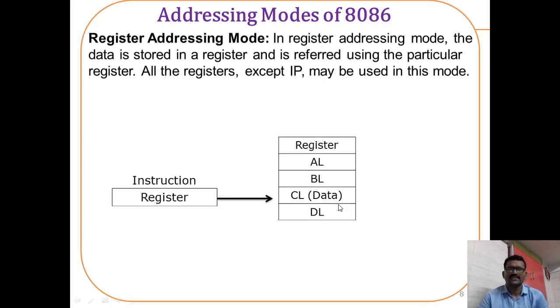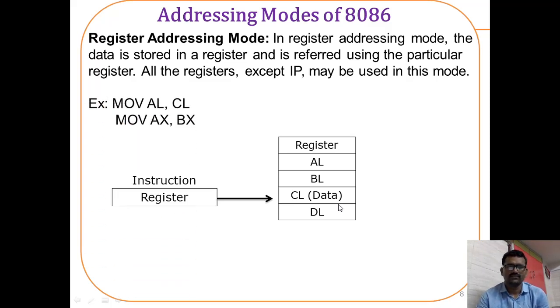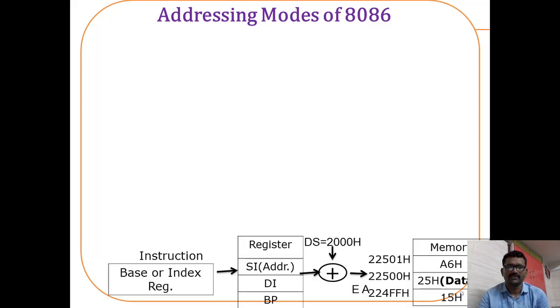And next one is register addressing mode. The register name itself indicates the data is present in a register. The data is stored in a register, and that is referred to using a particular register. That is, the register is part of the instruction here. Here also, we can use all the registers except IP and flags. For example, 8-bit data AL, CL, and 16-bit data AX, BX.